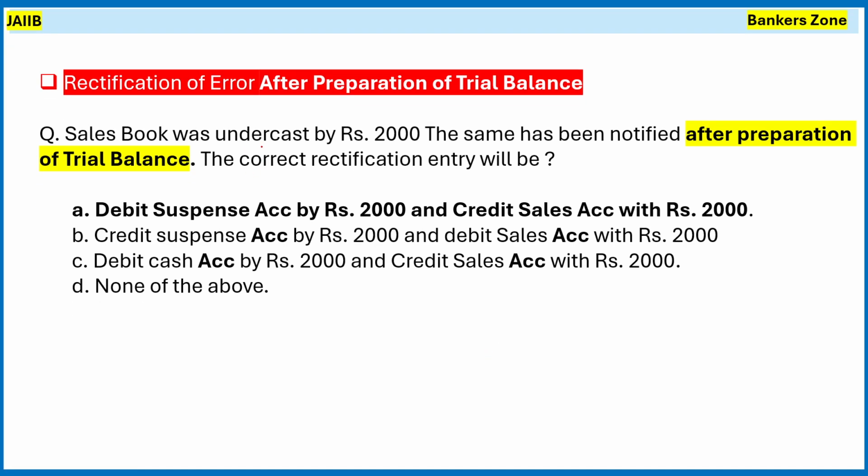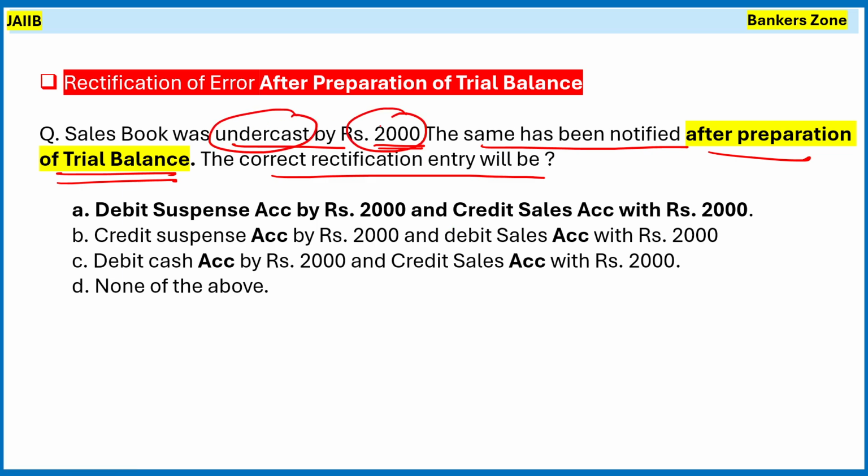Now see another example. Sales book was undercast by 2000. The same has been noticed after the preparation of the trial balance. What should be the rectification entry? Now see, very simple. Sales book undercast by 2000 means sales has been, for example, 6000, but it has been noted as 4000. That means less amount has been shown by 2000.